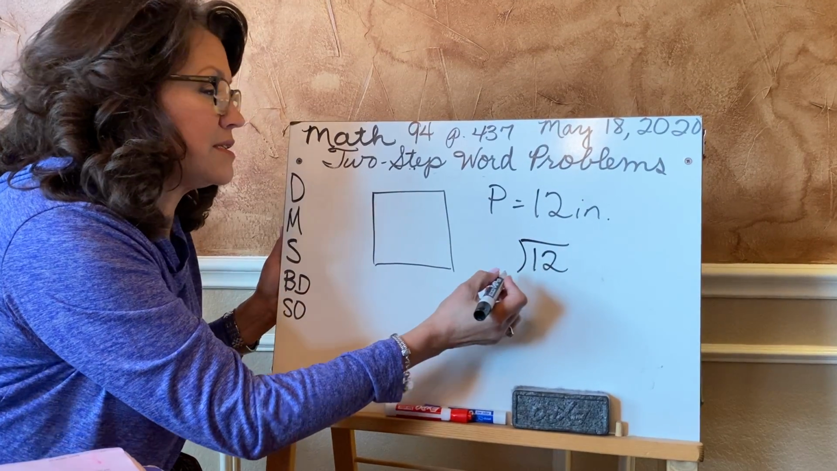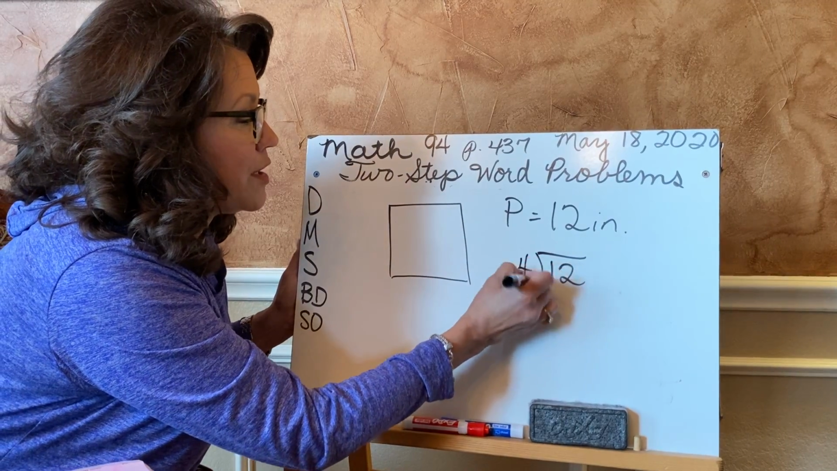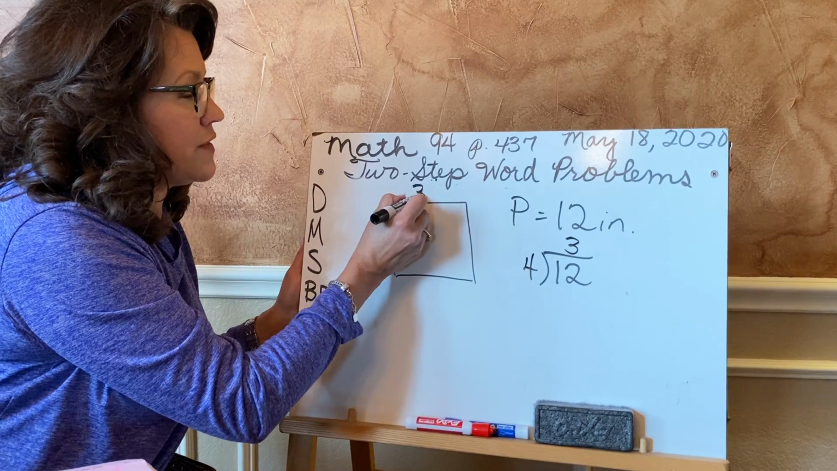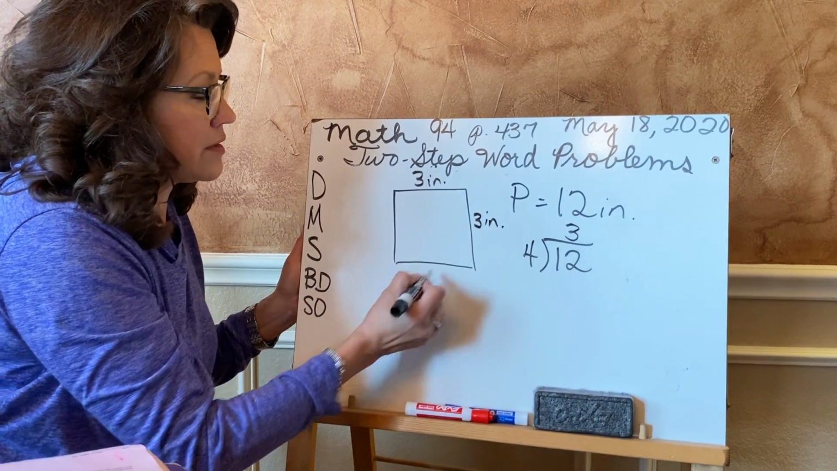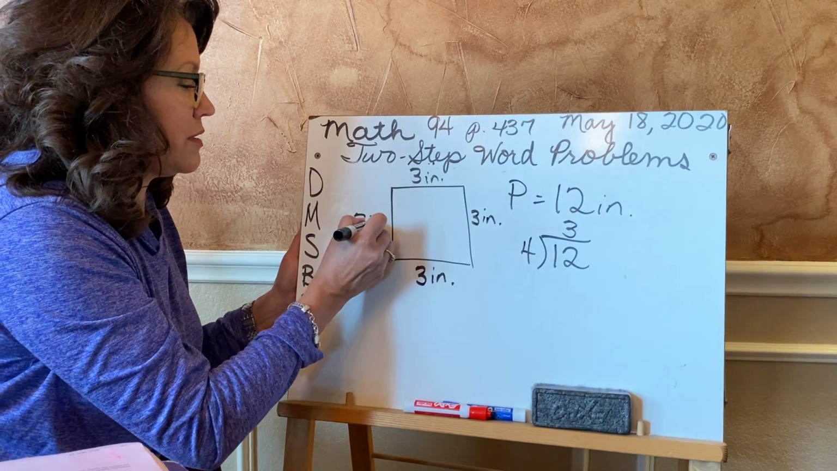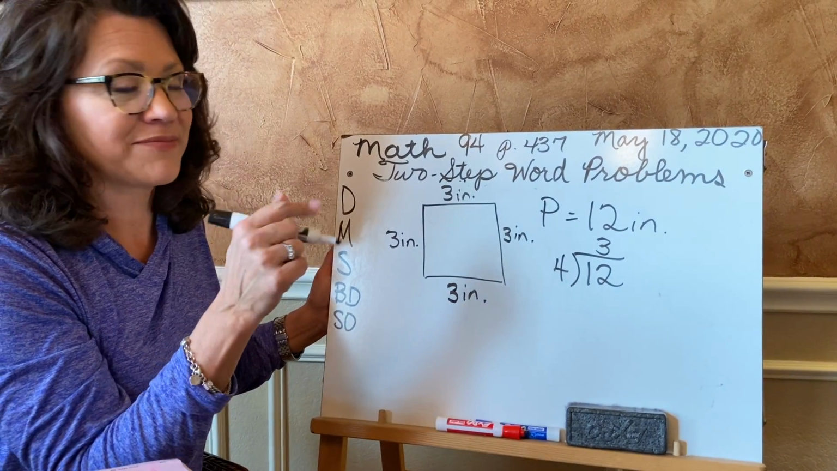I know this is easy, but just humor me. I want to be in the classroom. Okay, 12 divided by 4 is 3. That means each of these sides is 3 inches. Are you with me? Yes? No? You can pause me if you need to go get some water or anything and just come back.